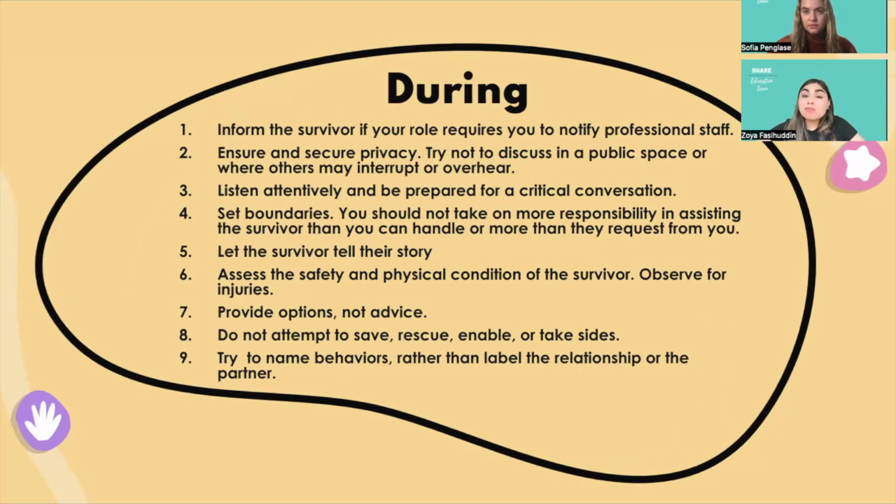Assess the safety and physical condition of the survivor. Observe for injuries. Also, provide options, not advice. Do not attempt to save, rescue, enable, or take sides. Try to name behaviors rather than label the relationship or the partner. Remember to focus on empowerment, not enablement or ownership.